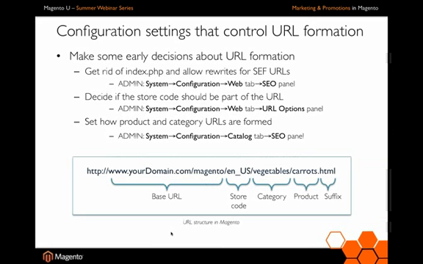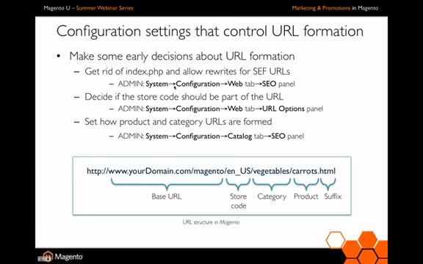Some of you have seen this page previously, but there are a couple of configuration settings that Magento has that allow you to control the URL formation. These are early decisions that you should make before your site ever gets crawled, because if you change these later, it has the effect of breaking your URLs. Just real quickly, to show you where these are, you can get rid of the index.php, for those of you who still have index.php hanging out in your URL and don't like it there, and allow for SEF, search engine friendly URLs, to be created.